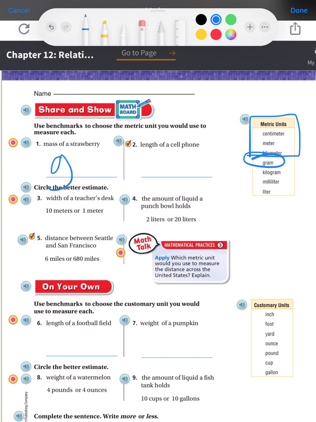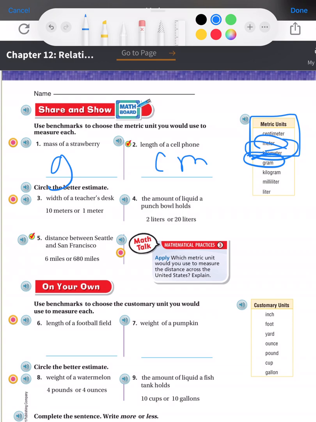Length of a cell phone. Well, they're getting pretty big nowadays. I got a pretty big cell phone, but it's not a kilometer long, and it's not a meter long. It's more like a centimeter long.